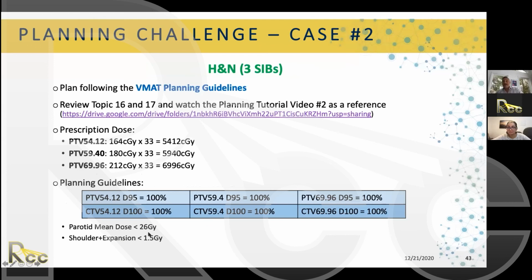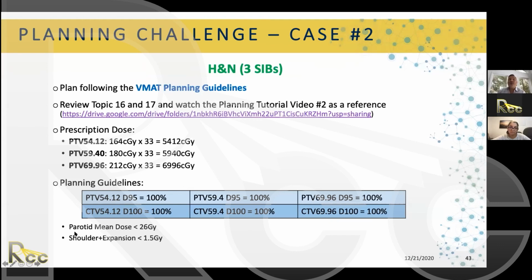And then for the head and neck case, which has 3 SIVs, again, you're gonna follow the VMAT planning guidelines. You have the tutorial video number 2, in which we went through the exact process of planning this case with these specifications. And then here, the prescription, you have 3 dose levels with simultaneous boost. And this is the planning guidelines.